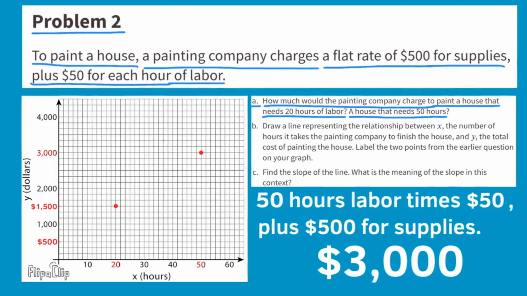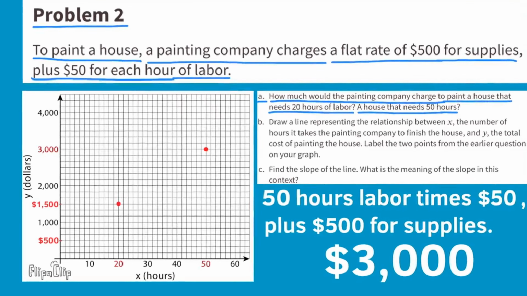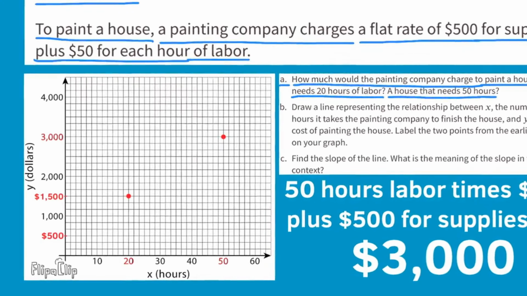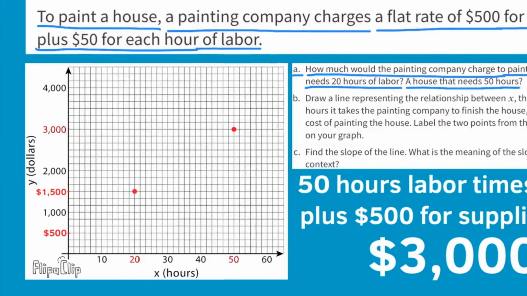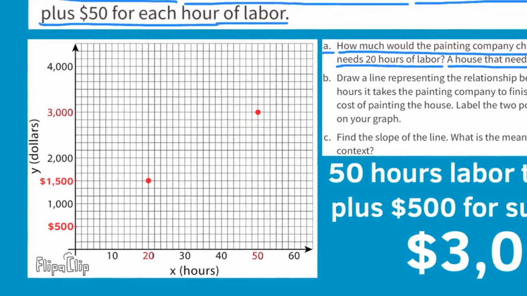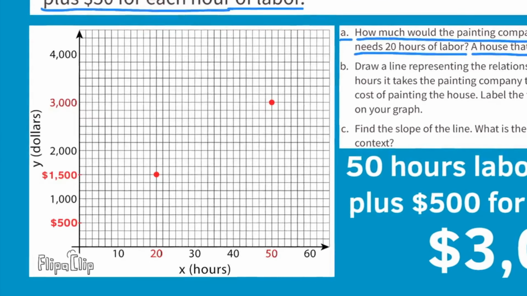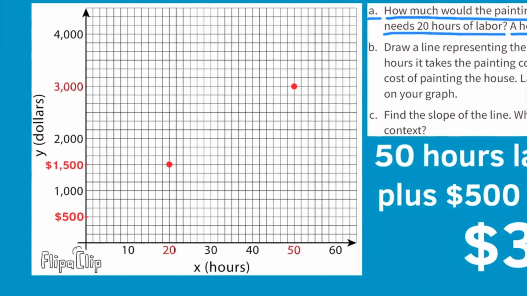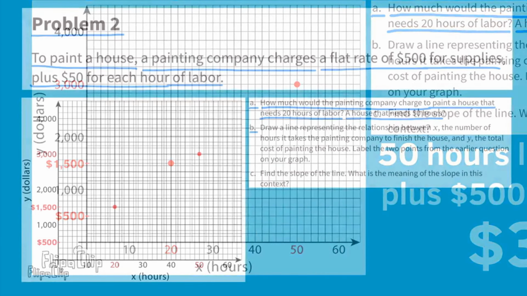Here's a closer look at where those 2 points fall on the grid. 20 units to the right along the horizontal axis and 1,500 units up along the vertical axis for the first point, and 50 units to the right along the horizontal axis and 3,000 units up along the vertical axis.